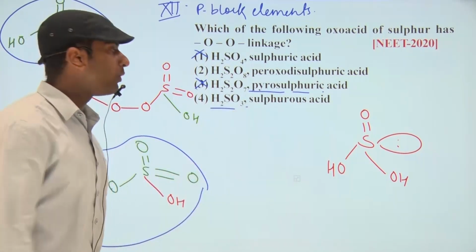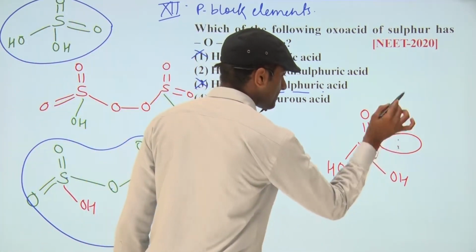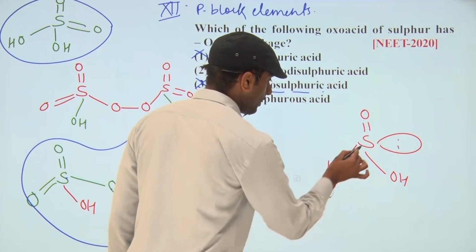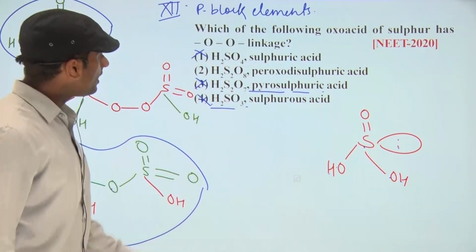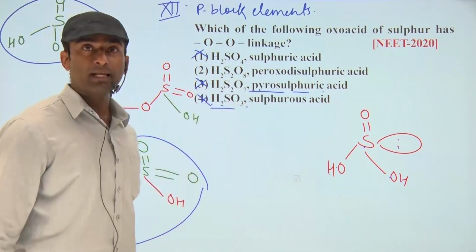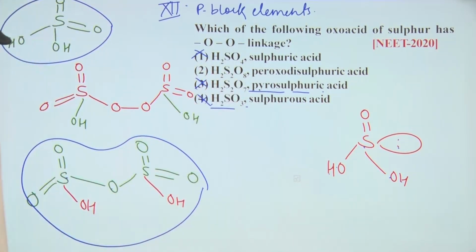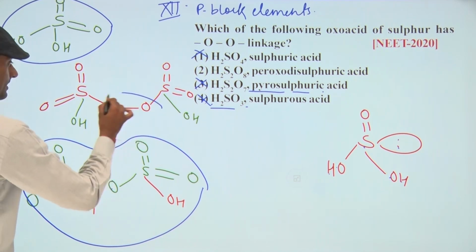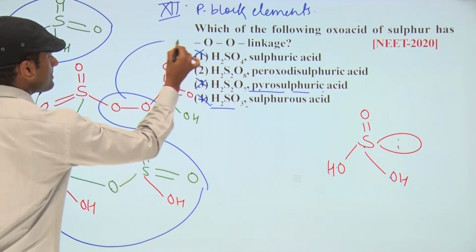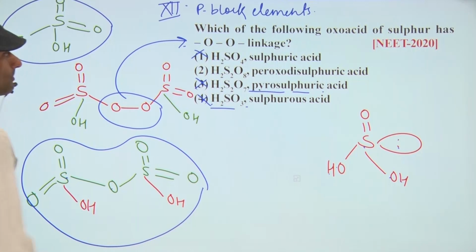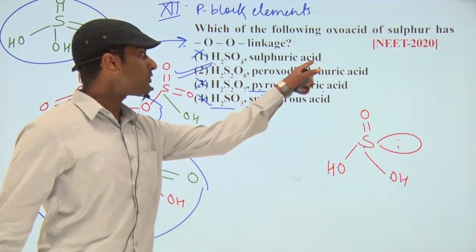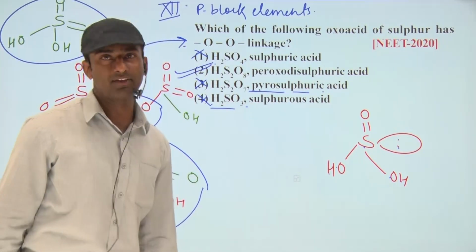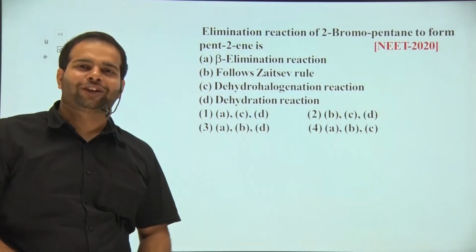H2SO3, sulfurous acid, one lone pair is present on the sulfur. Peroxide linkage is not present here. As far as H2S2O8, peroxodisulfuric acid is concerned, you can see that this is the peroxide bond which is asked in the question. Yes, the peroxide bond is present here in the second option. Peroxodisulfuric acid is the correct answer. Thank you.